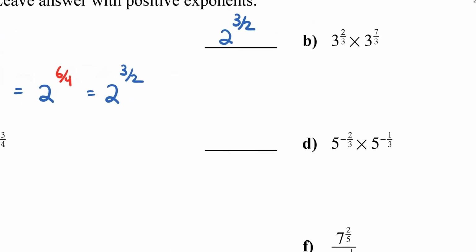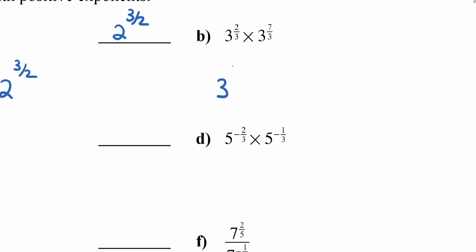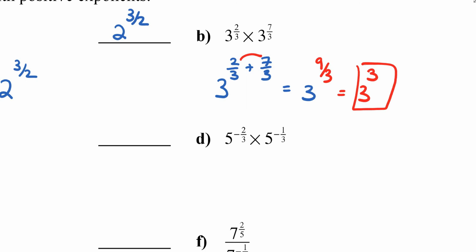Okay, so for these kind of questions, you just need to be good at adding fractions here. So 3 to the power of 2/3 plus 7/3. Since the denominators are the same, you can just add the numerators. So 2 plus 7 is 9, so 9 over 3. And 9 over 3 is going to be 3. So 3 to the power of 3 is your final answer.